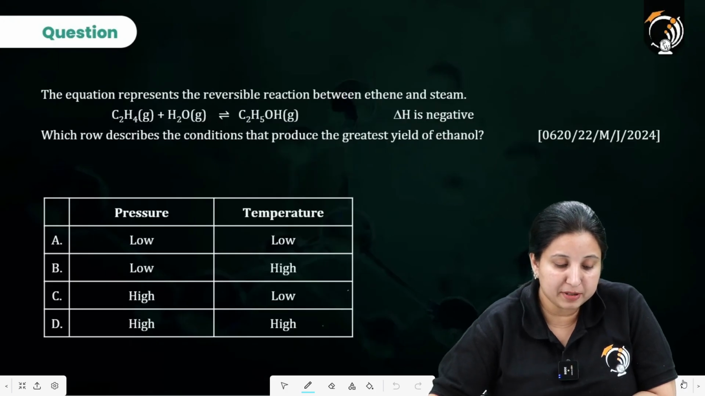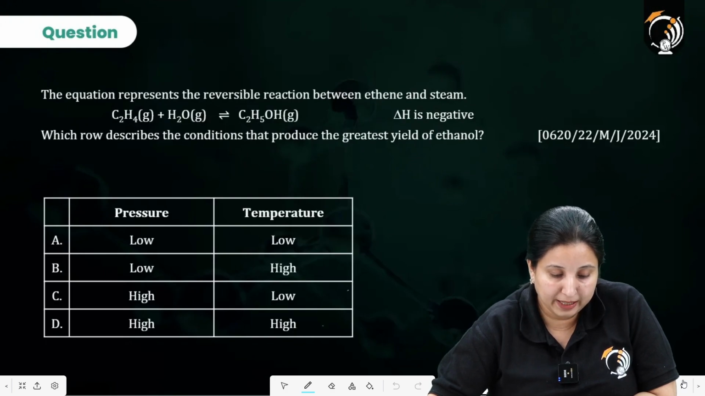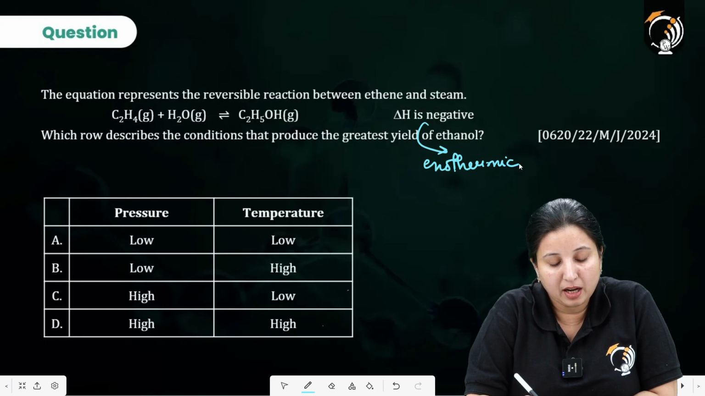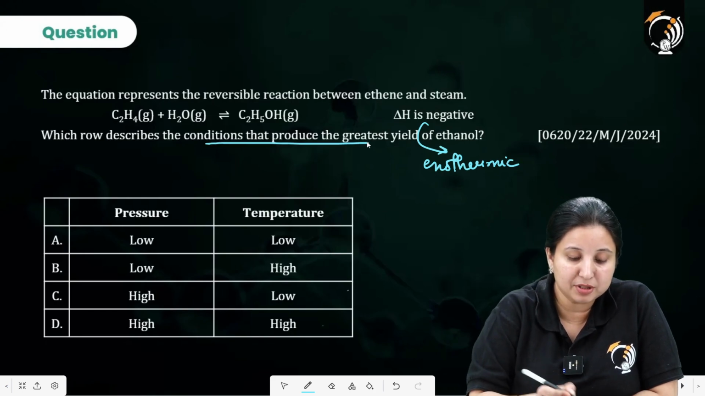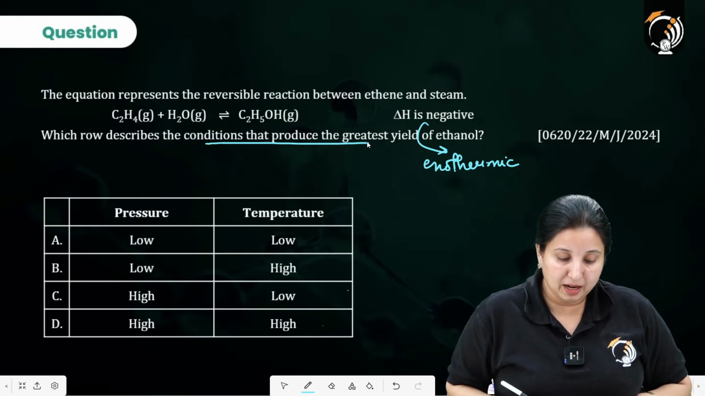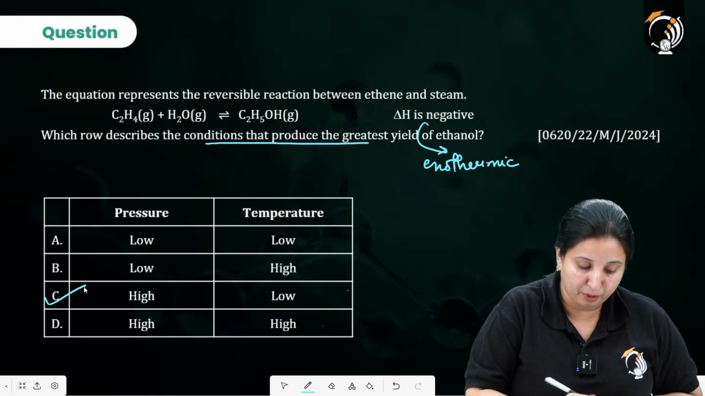The equation represents a reversible reaction between ethene and steam. So delta H is negative. Now negative means that this particular reaction is exothermic in nature. Now the question is asking to describe the conditions that produce the greatest yield of ethanol. So it is going to be high pressure, low temperature. So option C.